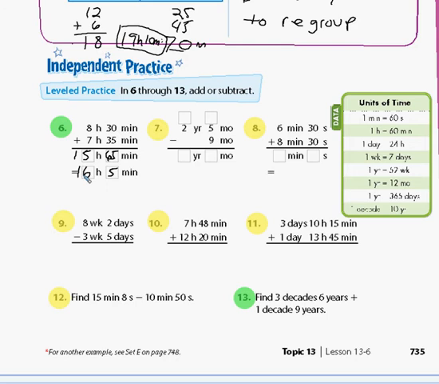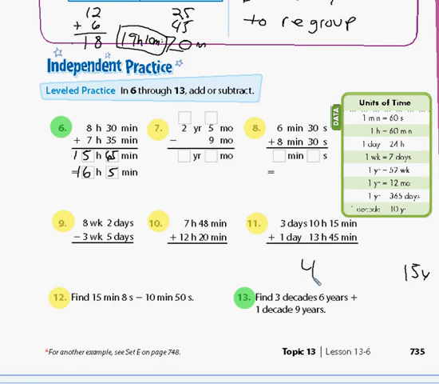We're going to work on that one together. So we're adding, and I'm going to start with the smaller one. I'm going to add the smaller one first, and my smaller unit is years. So I have 6 years and 9 years. 6 plus 9 is 15 years, so that's 15 years. Then I'll go ahead and add my decades together. I have 1 decade, and 3 decades is 4 decades.